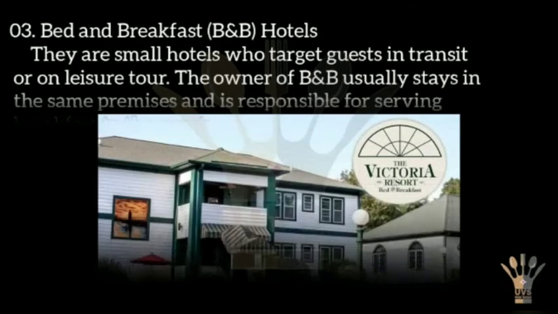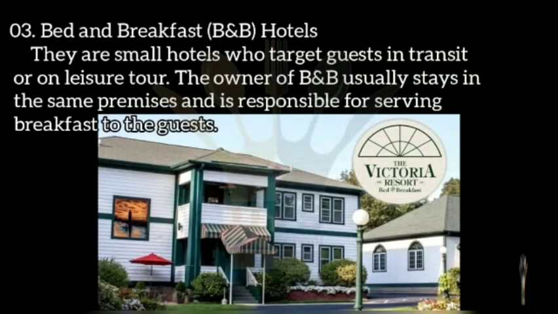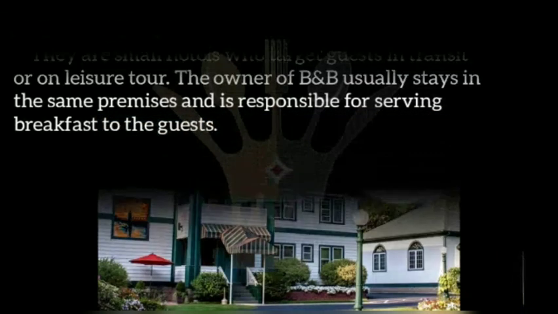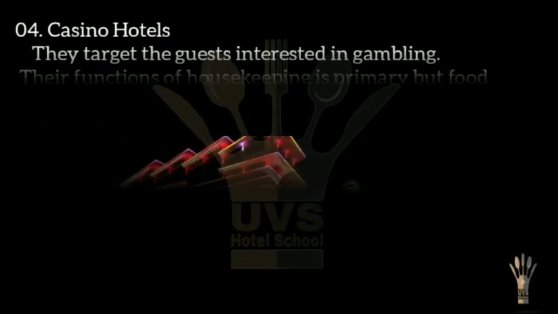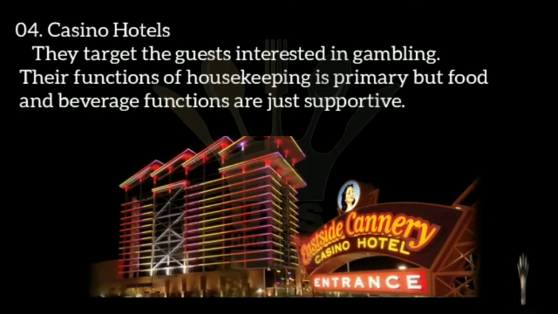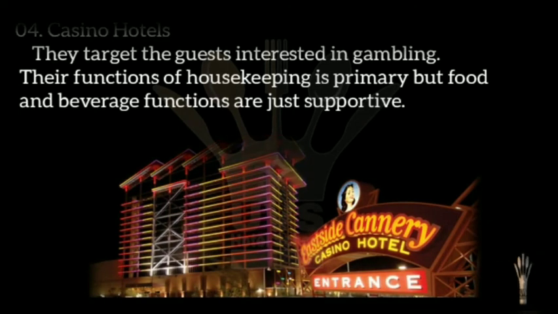Three, bed and breakfast (B&B) hotel. They are small hotels that target guests in transit or on a leisure tour. The owner of a B&B usually stays on the same premises and is responsible for serving breakfast to the guests. Four, casino hotels. They target guests interested in gambling. Their housekeeping function is primary, but food and beverage functions are just supportive.